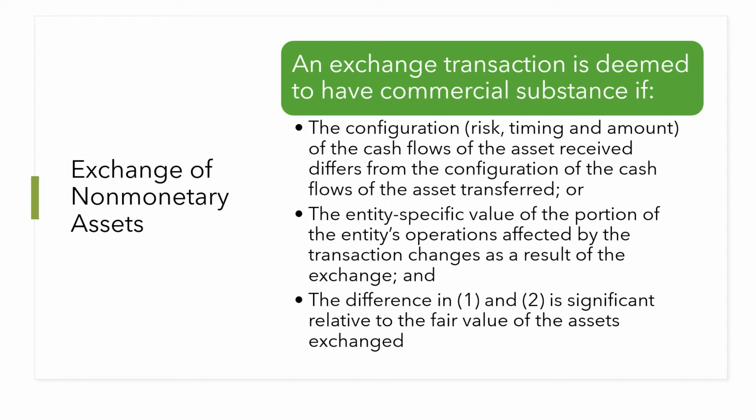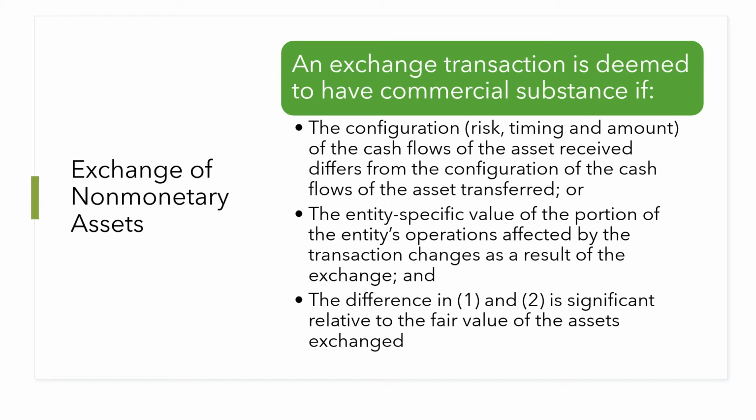Now, the amount changed. Why did the amount change? You replaced your Xerox machine. Before, it was black and white only, then it became colored. Of course, colored is more expensive. So, more services, therefore, more cash flow. So, when the configuration changes, meaning the risk, timing, and amount of the cash flow of the asset received differs from the configuration of the cash flow of the asset transferred, therefore, your exchange transaction is deemed to have commercial substance.